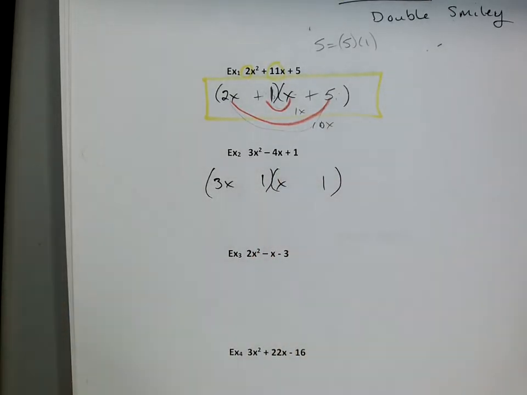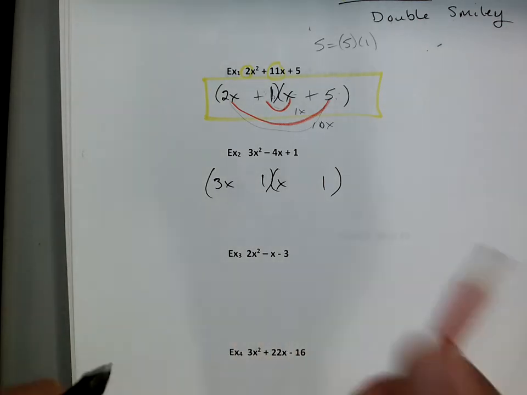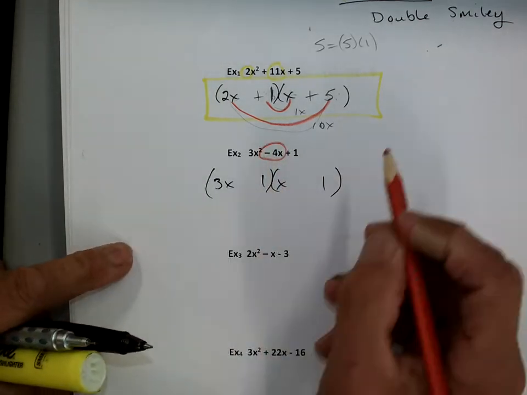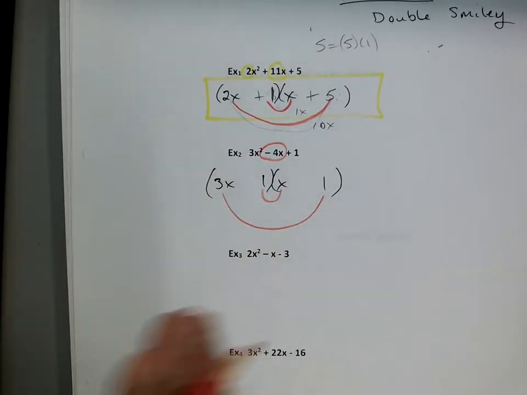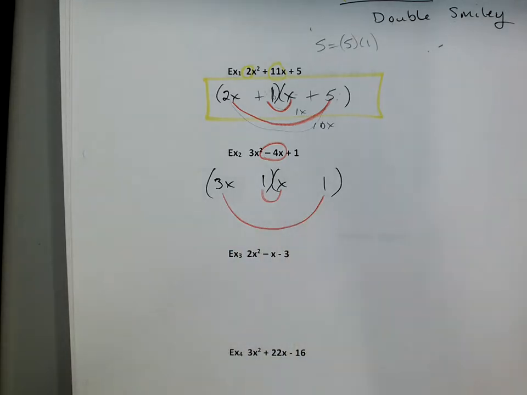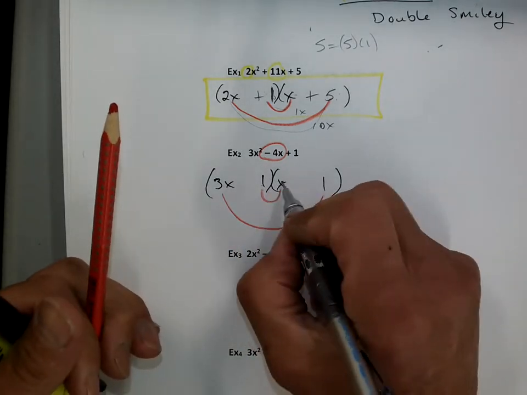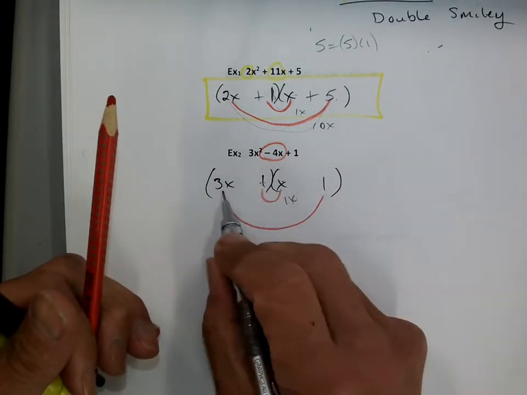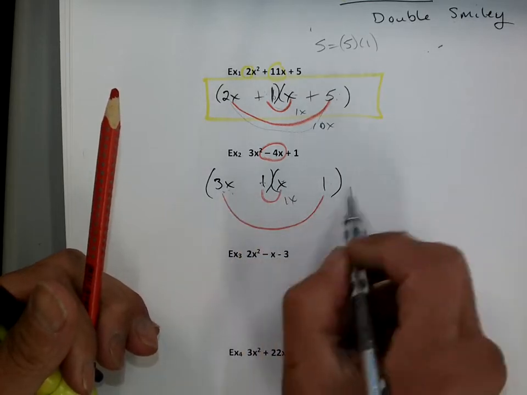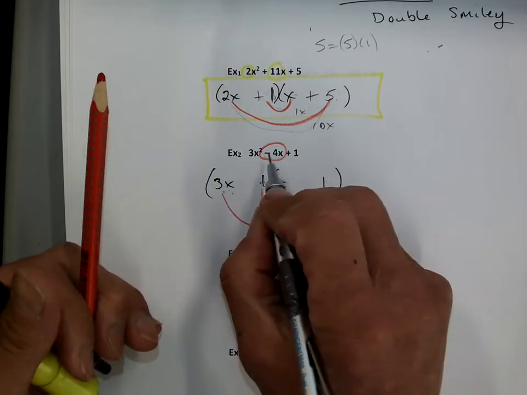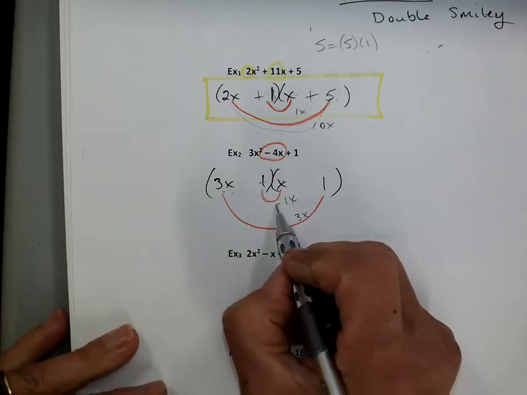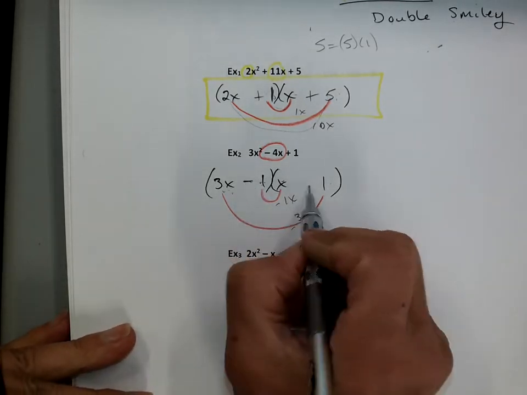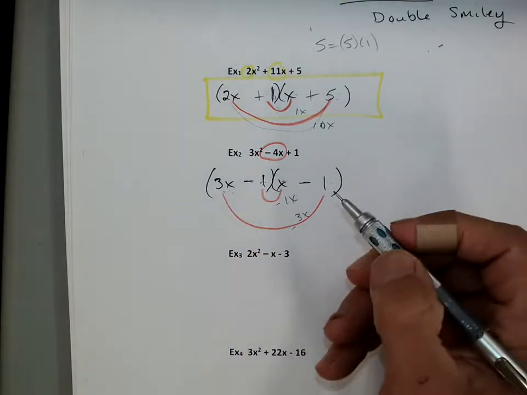But I have to be a little bit careful on this next one, because my double smiley needs to make a negative 4. I need a negative 4. So let's check out my double smiley. So the way I have it set up right now, I'm going to get a 1 times x, 1x. 3x times 1 is a 3x. But I need a negative 4x. So if this were a negative and a negative, I think I'd have it.